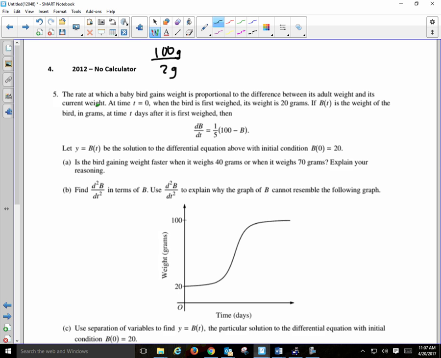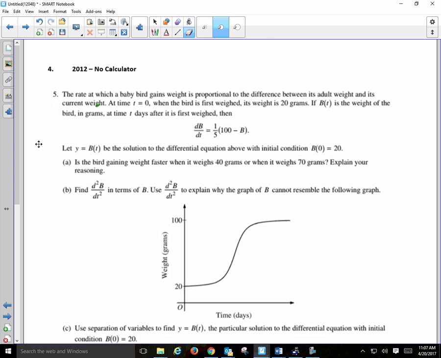Suppose that the final weight is 100 grams and it currently weighs 98 grams. Well, that's just 1.02 or something like that. So you can tell that it's not growing very quickly as it's reaching its maximum weight. Okay, so that's what that means.